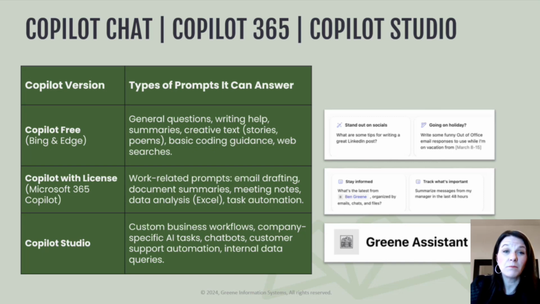Then what we're going to spend most of our time talking about today is the Copilot with a license, 365 license, and or the Copilot Studio license. These work a little bit more advanced features in that you can do work-related prompts, you can do email drafting, document summaries, meeting notes, data analysis. The Excel feature is super cool. You do not have to know formulas any longer. You can have a lot of fun with it. And then task automation, like even within the Power apps, you can enable that as a 365 application.